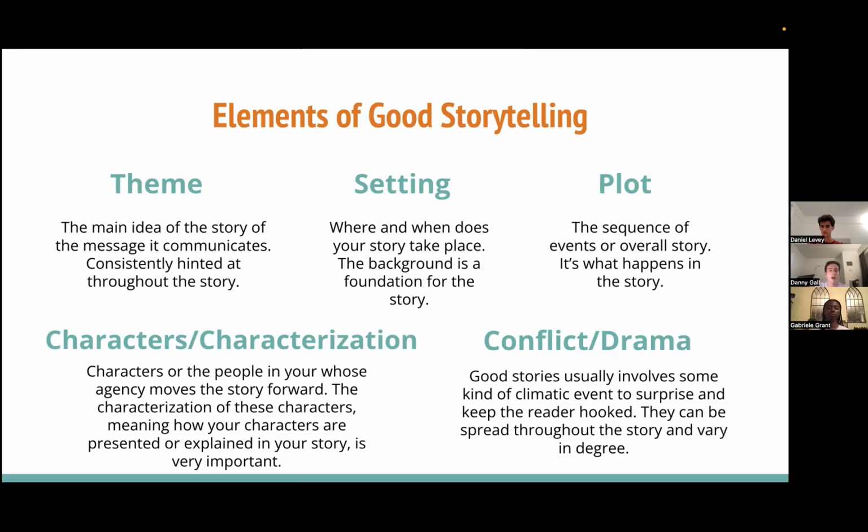Finally, there's conflict and drama. This is just a subset of the plot and a reminder to keep your story engaging. Whether it be a betrayal, a plot twist, or maybe a new character, always keep the reader hooked and on their toes, waiting for more. In short, make your story interesting.